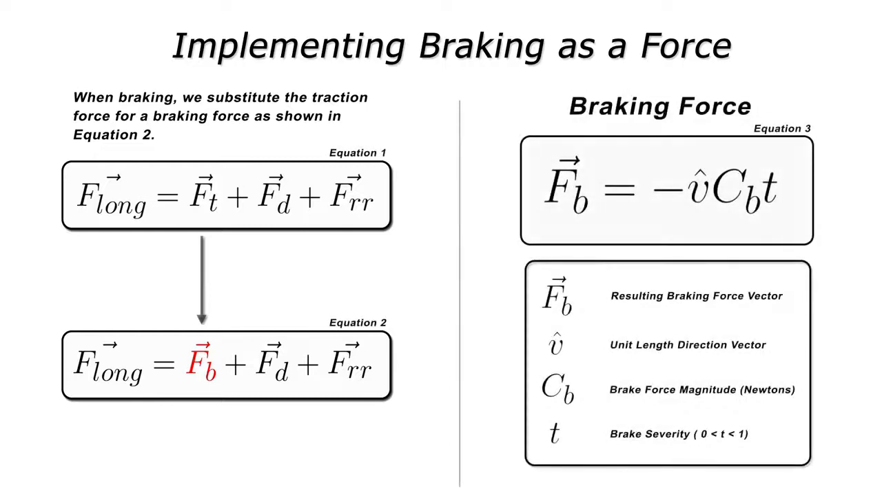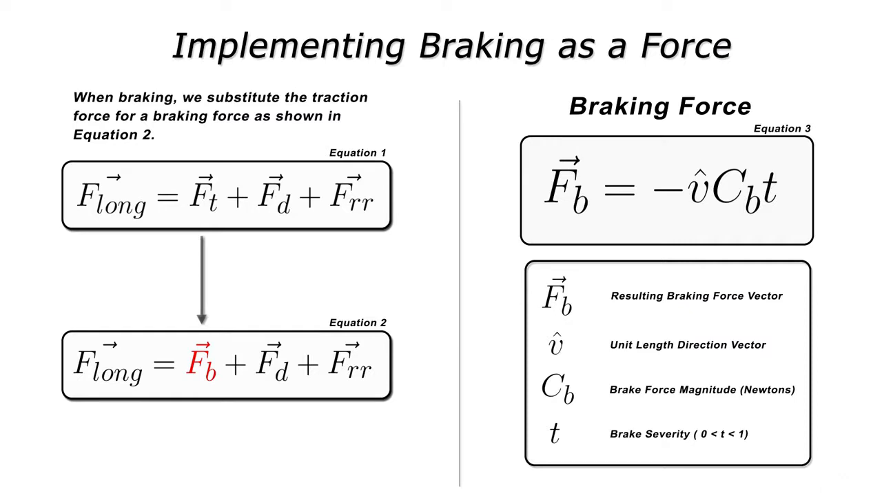A simple model for braking force is shown in equation 3, where CB is simply a constant used to describe the maximum braking force magnitude in newtons that you intend to model. U is a unit length vector in the direction the car is heading, and T is a 0 to 1 range value used to describe the severity at which the braking pedal is being pressed. In GI racing, throttle axis values that are less than 0 are interpreted as braking, and therefore the absolute value of a negative throttle axis read would be used for T in this instance. Notice again the sign is negated so that this force acts against the direction in which the car is travelling.